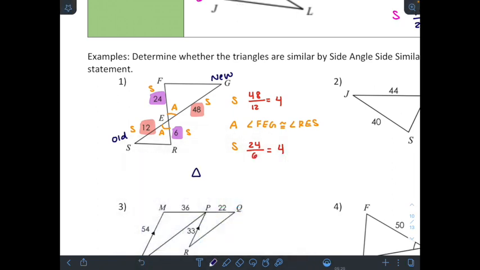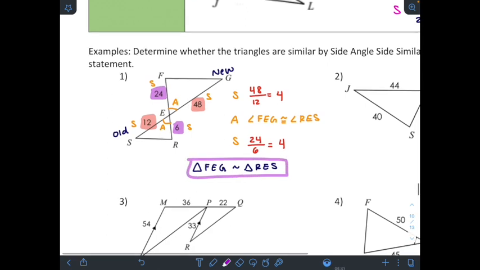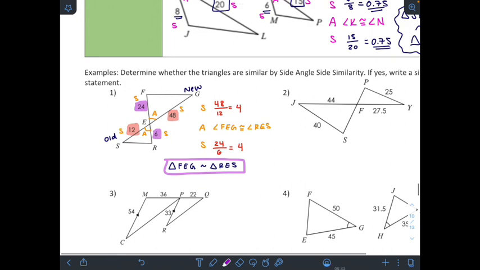So I can say, okay, triangle, and then I'm going to do the same order as I think I did for that congruent statement. So triangle FEG is similar to triangle RES. And that one's done. Again, the way we know that is side angle side similarity, because that is what we were looking for.